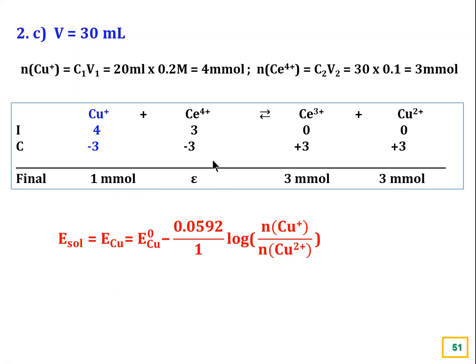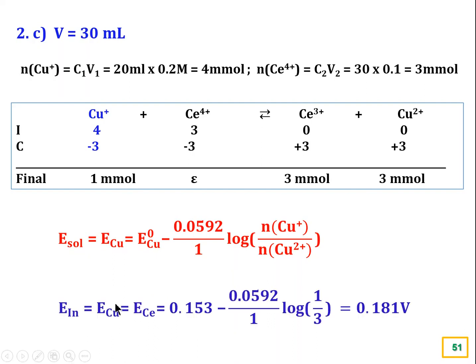So now we apply the Nernst equation on the couple Cu2+/Cu+. E of the solution equals E of the couple Cu equals E0 minus 0.0592 divided by the number of moles of electrons exchanged, log of NCu+ divided by NCu2+. We put the numbers of moles at equilibrium by their values, and we obtain E of the solution, or E indicated, equals E of Cu equals E of cerium equals 0.18 volt.